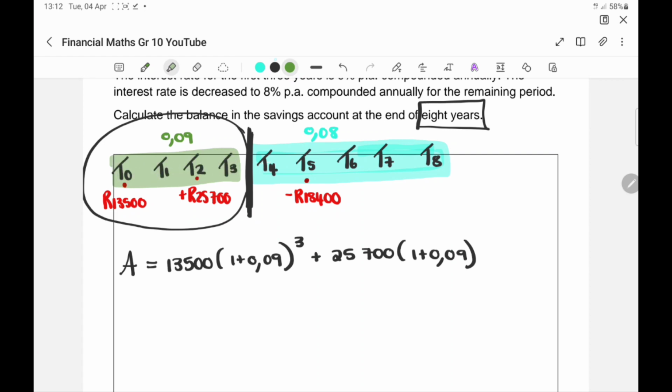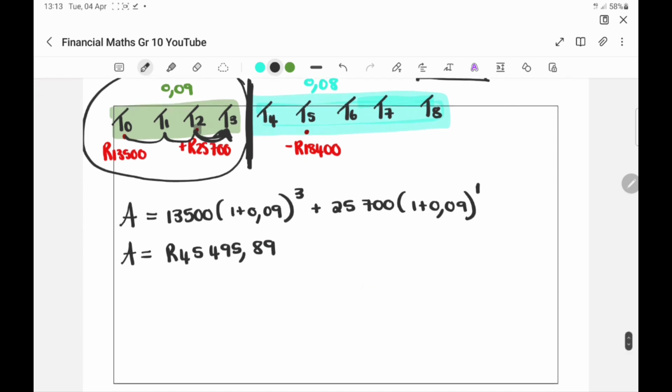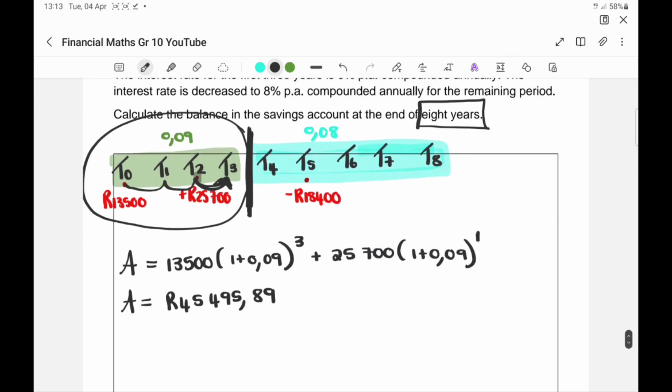Okay, so we pretend that it ends at term 3. And this bunny hop will just be from term 2 to term 3. So how many bunny hops to the end? Only 1. So can you see from here it was 1, 2, 3. That's why it's raised to the power 3. And here it's only raised to the power 1 because it's 1 bunny hop. Then you're going to calculate that answer. And it's going to give you 45,495 and 89 cents.